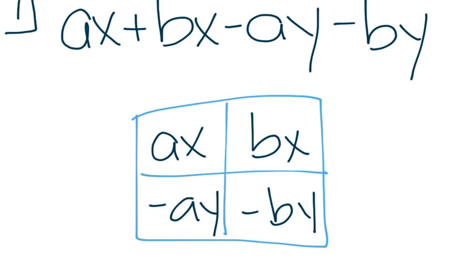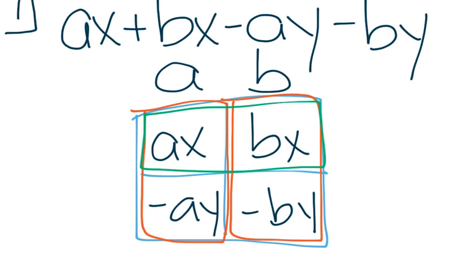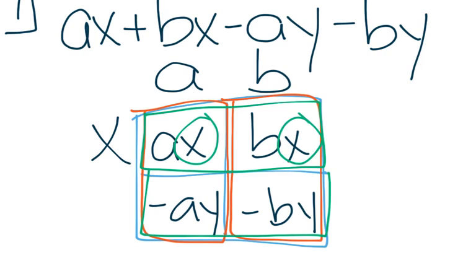Okay, so we're going to look at our first column and look at what these two have in common, which is an a. And then we're going to look at our second column and see what these two have in common, which is a b. Now we're going to go across and see what they have in common, which is an x. And then we're going to go across in our second row and see what they have in common, which is a y. Or minus y, since they both have negatives right here. So we're going to put minus y.